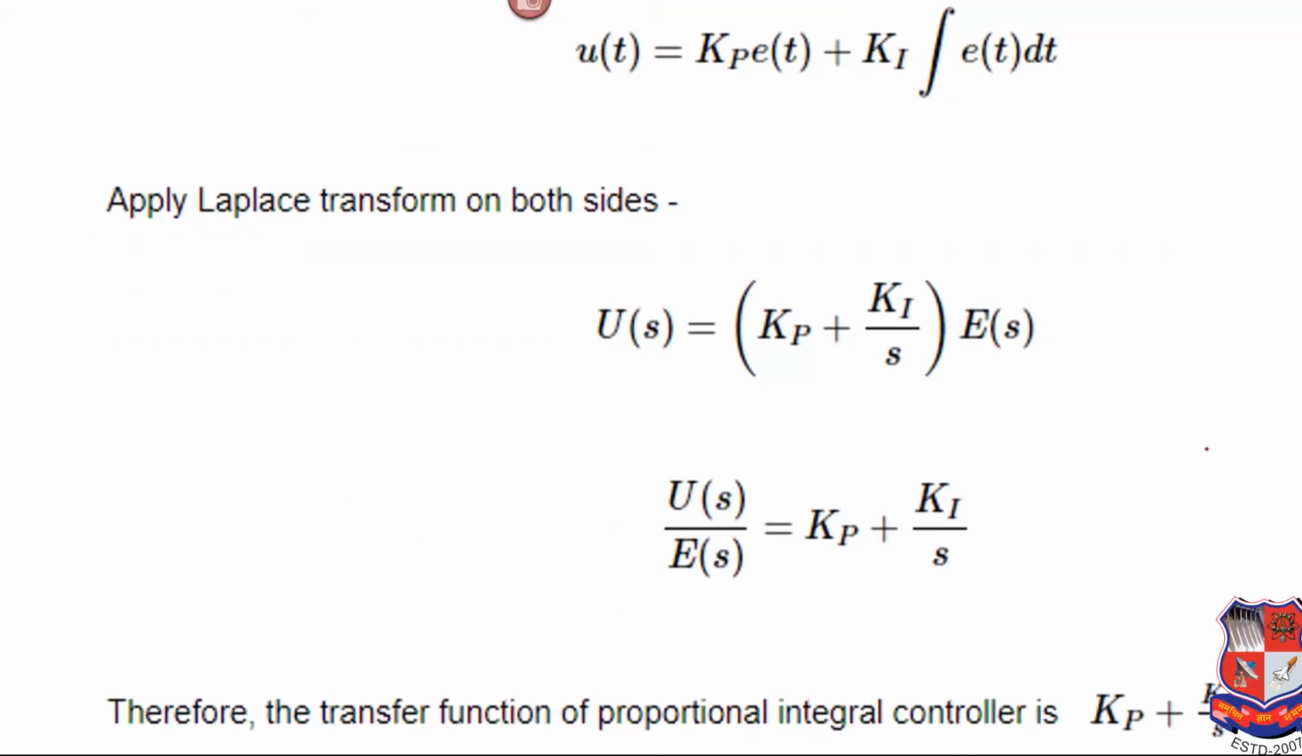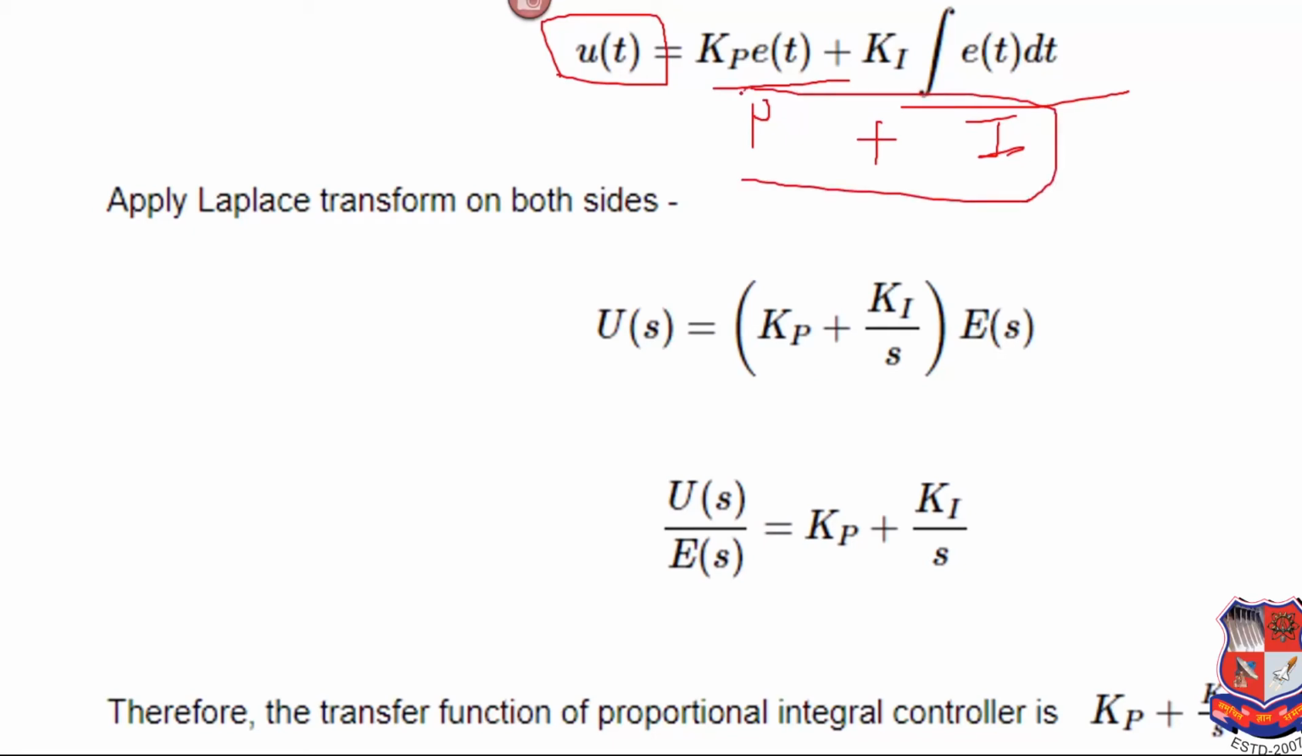We can see that this is the actuating signal u(t), equal to Kp e(t) plus Ki integral of e(t) dt. This one is my proportional controller and this one is my integral controller. So this is the combination of P and I controller.